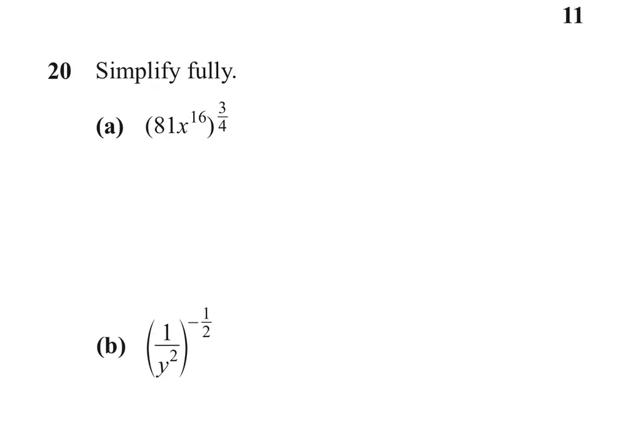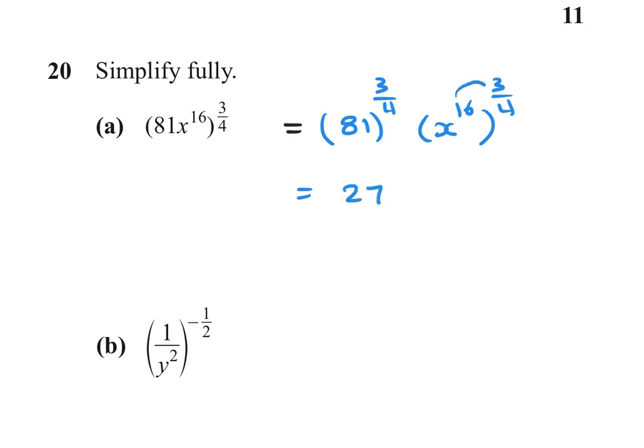Number 20, simplify 81 x^16 all to the power 3/4, distribute the power. So 81 to the 3/4 times x^16 to the 3/4. 81 to the 3/4 equals 27. And 16 times 3/4 equals 12, so x^12.